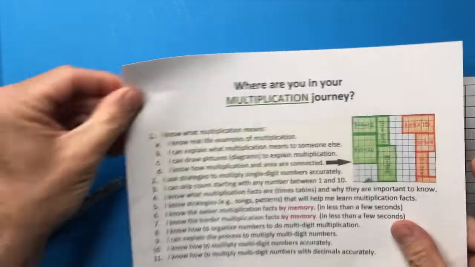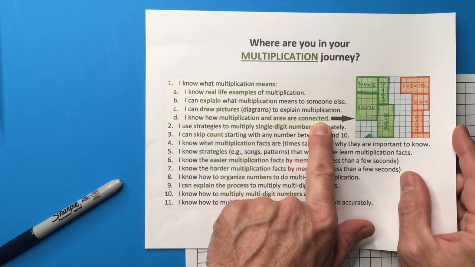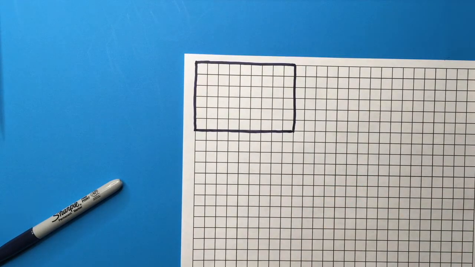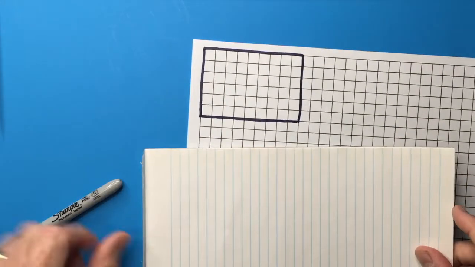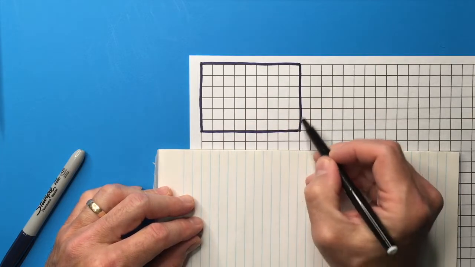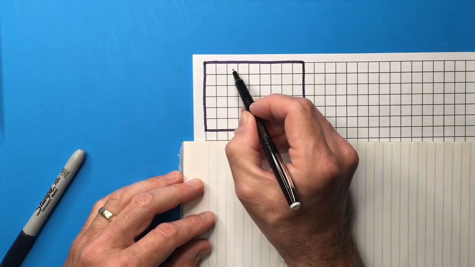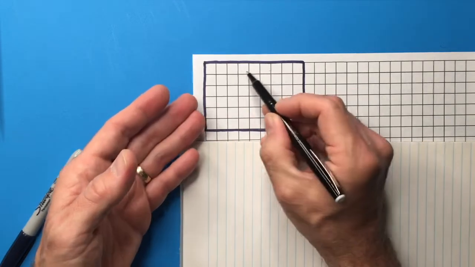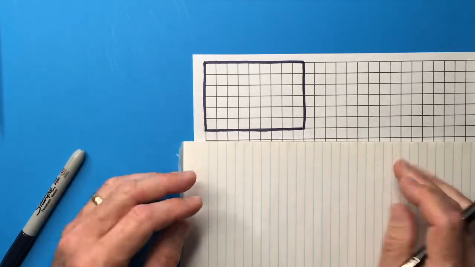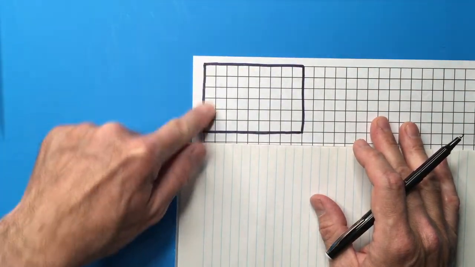So in this list, it says, I know what multiplication means because I know how multiplication and area are connected. So this is area. One thing you can do here is count up the number of squares inside this rectangle. That's one way to do it. 1, 2, 3, 4. As you can see, this is going to take me quite a while to count up all the squares. And that's okay. If you've got lots of time, that way of figuring out how many squares are in this larger rectangle works out just fine.